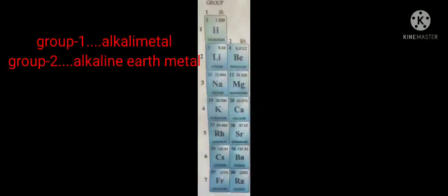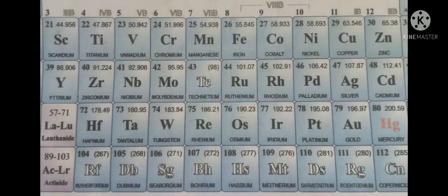Did you understand? So, S block contains two groups, 1 and 2. Group 1 is the alkali metal family, Group 2 is the alkaline earth metal family. The next one is D block elements. The elements from 3 to 12, the middle portion you can see, are called transition metals.